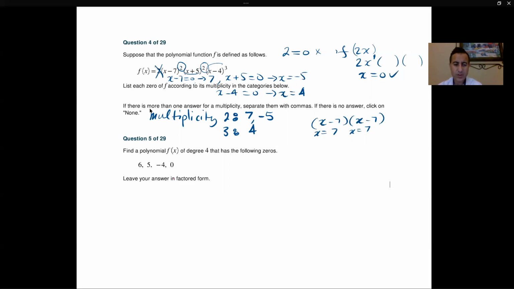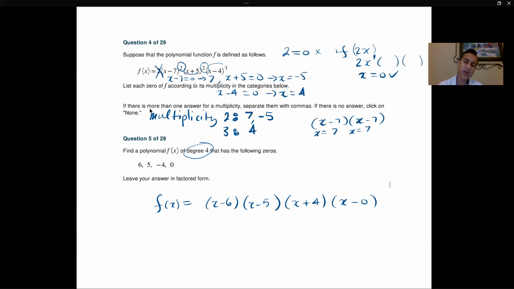So if you look at this question, we also have 4 and 5. From 4 we found the zeros. Now if you're given zeros and we know the degree is 4, can we reverse it? What is the factored form? Here, don't forget to write f of x. Find the polynomial f of x that has the following zeros. Leave your answer in factored form. So it's x minus 6, x minus 5, the other one will be opposite there, and x minus 0.